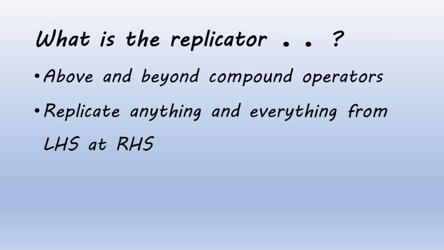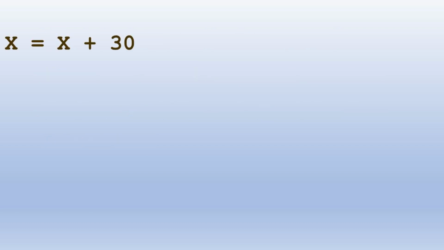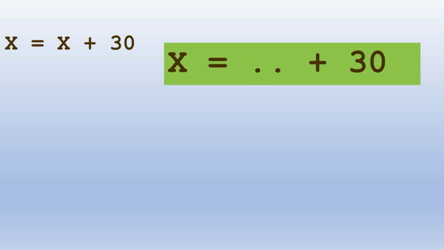Now the replicator. What is it? Conceptually, it is an extension of compound operators. This is not just for the use of operator though. This allows you to replicate anything and everything on the left-hand side into the right-hand side. Example, you have this expression x is equal to x plus 30. Then you write x is equal to ... plus 30. For this one, you may say, isn't this the same as x plus equal 30? Yes, this is the simplest case and either way it works.